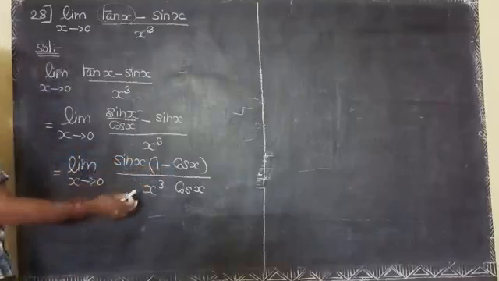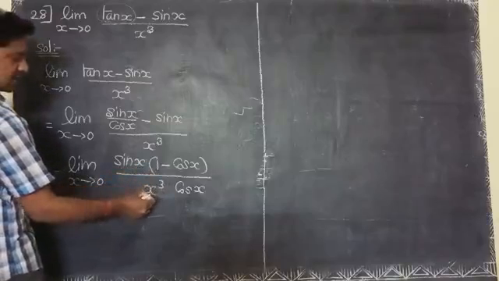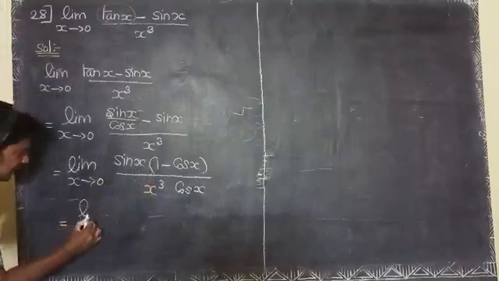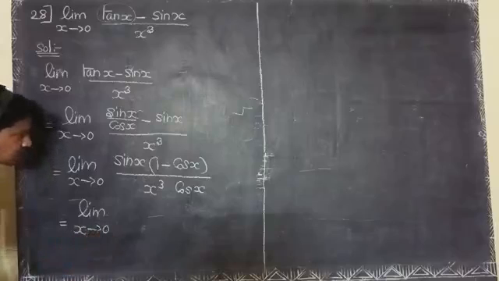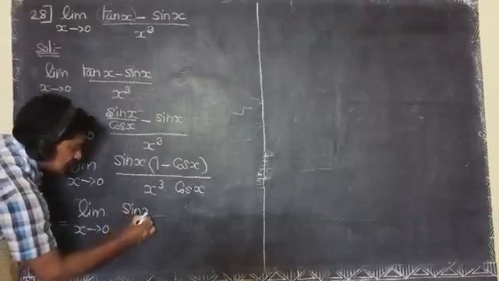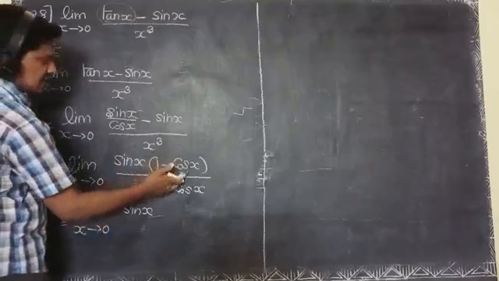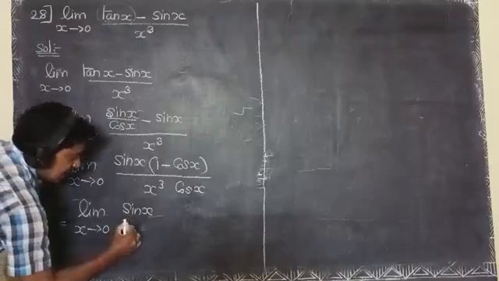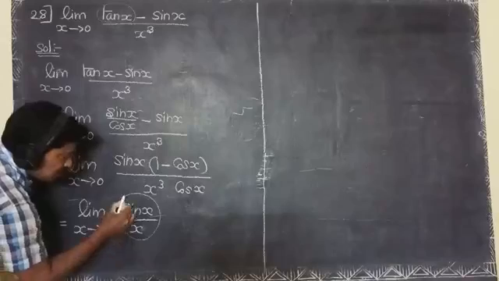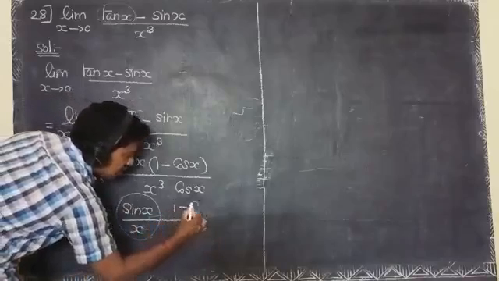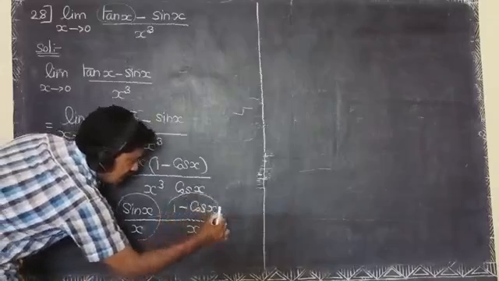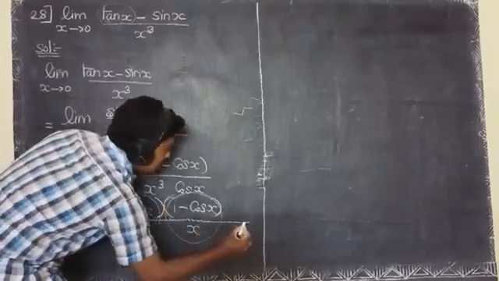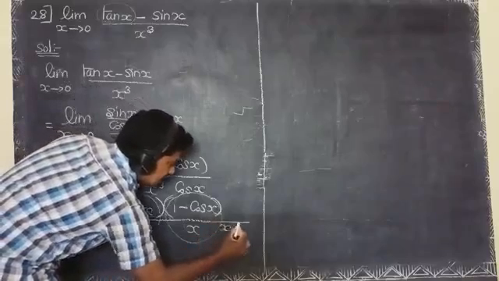Here, grouping the functions, x cube is split into x into x. That is limit x approaches 0 of sin x, and using the trigonometry formula, (1 minus cos x) divided by x. Here sin x divided by x is one function, and (1 minus cos x) divided by x is another function. And the remaining is x into cos x.